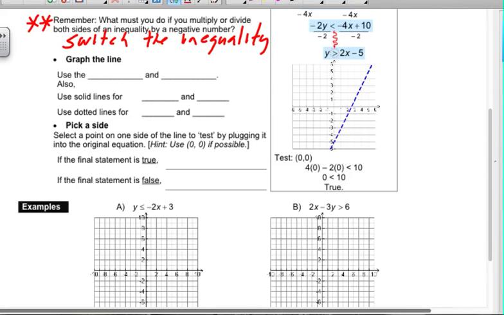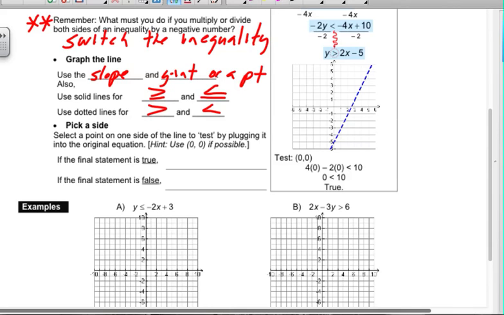Okay, so the first thing we need to do then is to graph the line, and to do this we're going to use slope and either y-intercept or a point, depending upon which form it's written in. We're going to use solid lines for when it is greater than or equal to, and also less than or equal to. Use dashed lines or dotted lines when it's not equal to. It's just either greater than or less than.